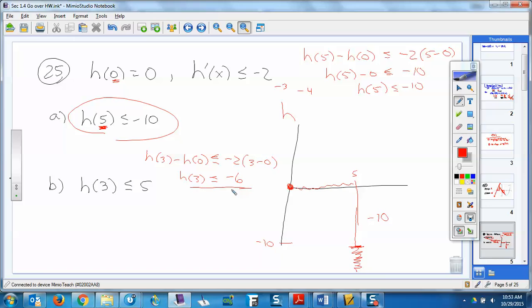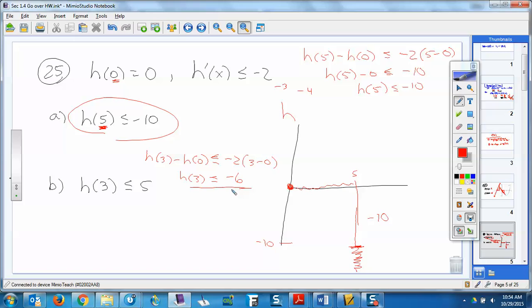Now some people, if you really don't understand what you're saying, you'll say, oh no, that's not true. I didn't get that. Well, no, yeah, you did. You said what we know is that h of 3 is less than or equal to negative 6. For sure, it's negative 6 or lower.